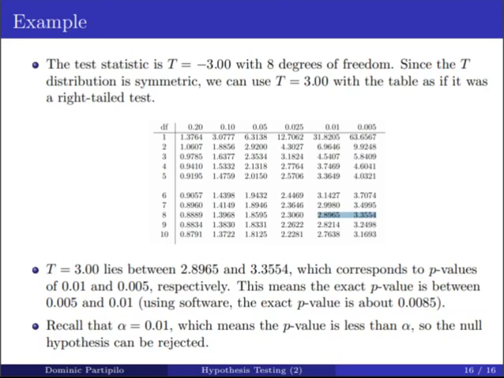And now you're probably saying, well, we don't have software available to us, so how do we know if the p-value is less than alpha? Well, we know that the p-value is less than 0.01 and greater than 0.005 based on these bounds that we found up here. But all we really care about is whether or not it's less than 0.01, which we determined it is. So even though we don't know the exact p-value, we do know that it's less than 0.01, so that means our p-value is less than alpha, and that's all we really cared about. So that's how we know that we're going to reject the null hypothesis here.